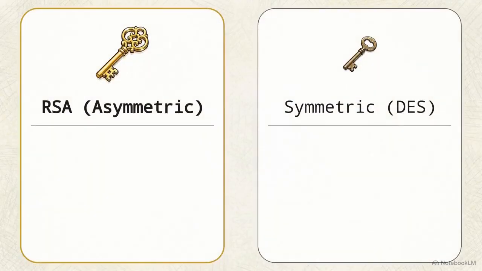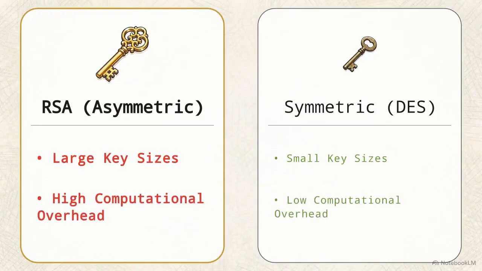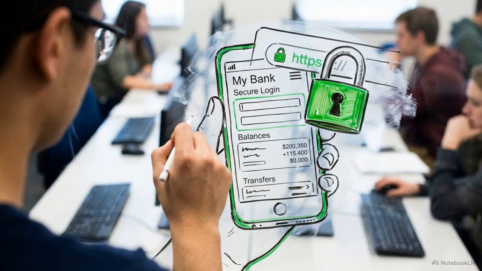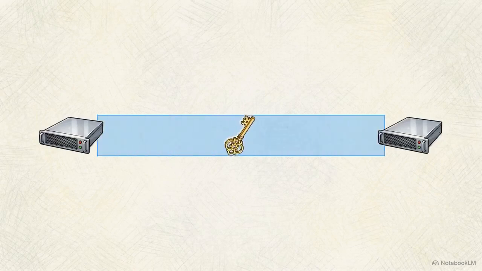However, there are architectural trade-offs. While RSA solves key distribution, it requires much larger keys and significantly higher computational overhead compared to symmetric systems like DES. Because of this, modern security architectures like SSL and TLS protocols used for online banking rely on a hybrid model. They use RSA to exchange keys securely and symmetric encryption for the bulk data transfer.